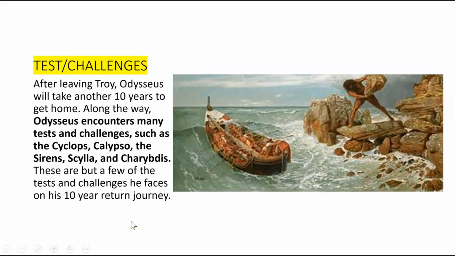Tests, challenges, also called test challenges, enemies and allies. After leaving Troy, Odysseus takes another 10 years to get home, so that's 20 years all in all that he will be gone. Along the way, he encounters many test challenges and enemies, such as Cyclops, Calypso, Sirens, Scylla, Charybdis, and a whole host of others.